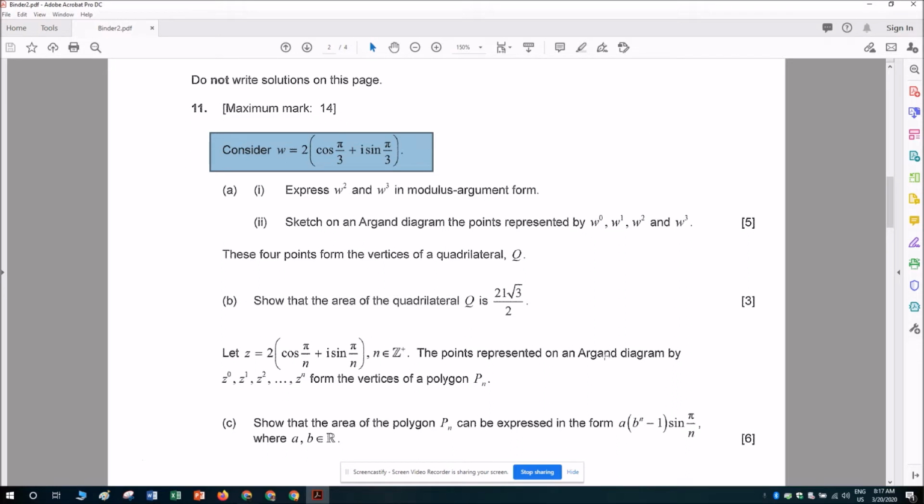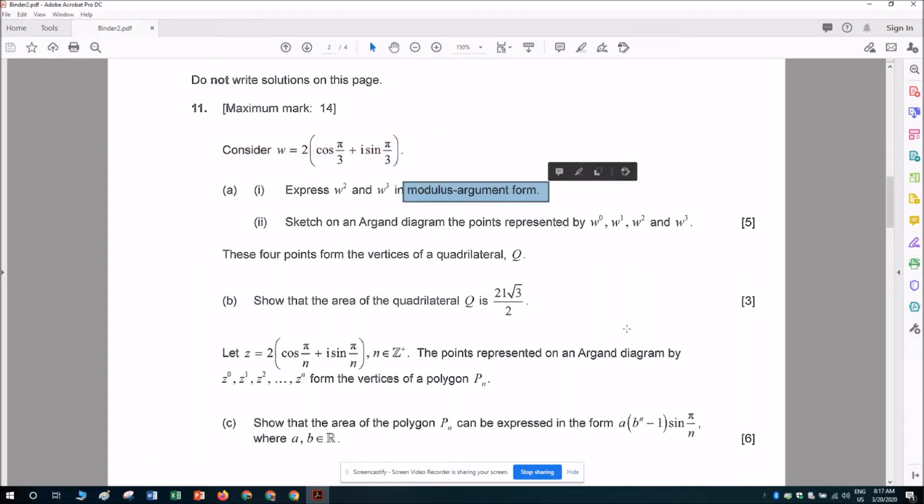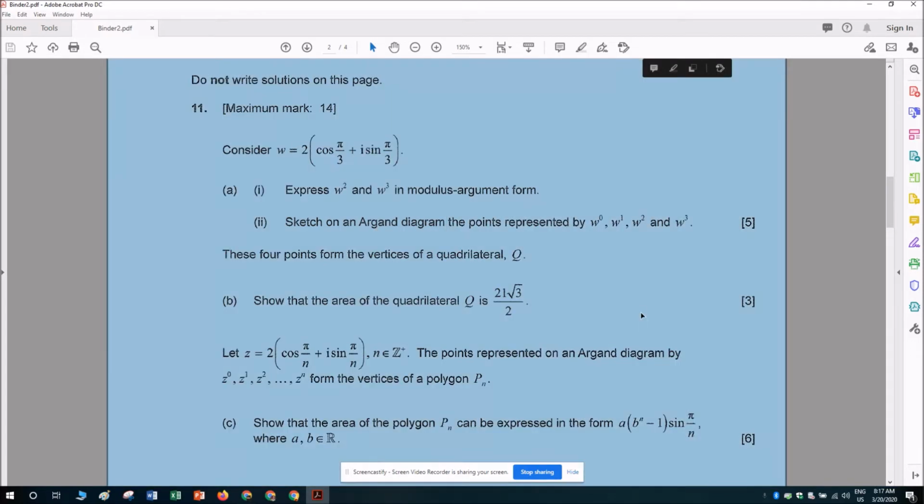But the main thing I want to make sure we focus on is this vocabulary right here. What is modulus argument form? What does that mean? And then this vocabulary, sketch on an Argand diagram. What is an Argand diagram? We're going to focus on those two topics in just a second. Let me grab some paper and we'll get started.